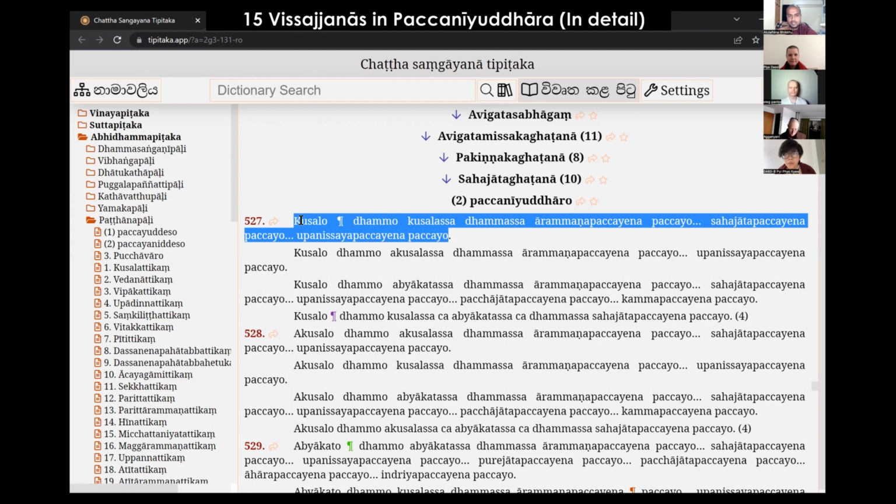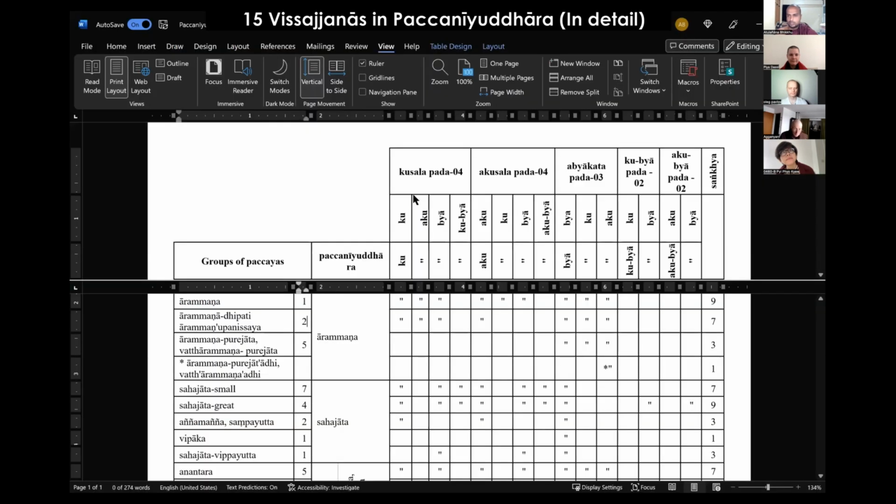So this is the first relationship, kusalo kusalassa, and it includes 3 Paccayas: nārammaṇapaccayena paccayo, sahajāta paccayena paccayo, upanissaye paccayena paccayo. So these 3 Paccayas are included here. Okay, so now if you look at the Paccanīyuddhāra chart, this is again developed by the Burmese sayadaws.